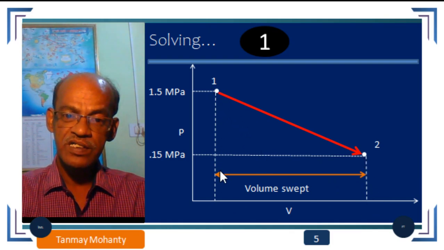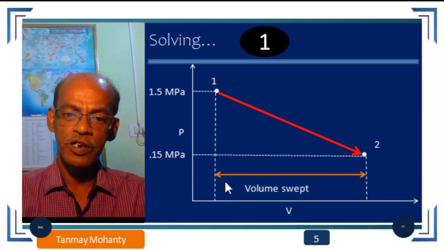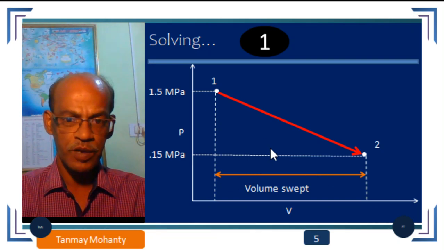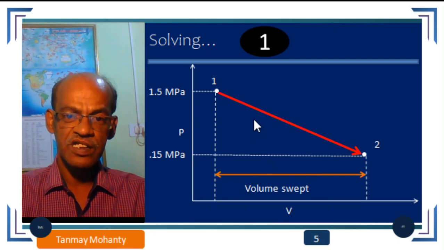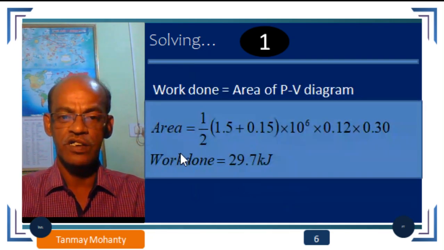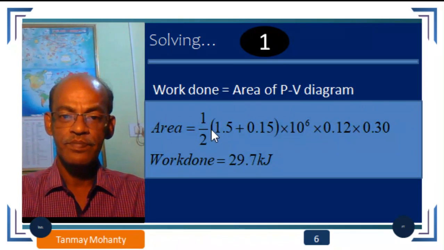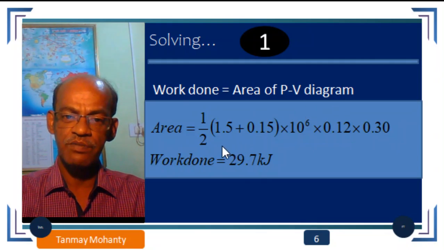So what will be our answer? Half into 1.5 plus 0.15 multiplied by swept volume, that is area of the piston multiplied by the stroke. That is the thing we are showing here. Work done is the area of the PV diagram. And what is the area of the PV diagram? It is a trapezium, sum of parallel sides 1.5 plus 0.15, this is megapascal.